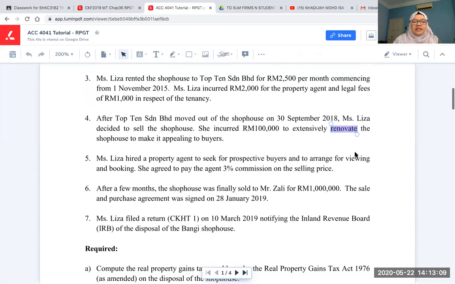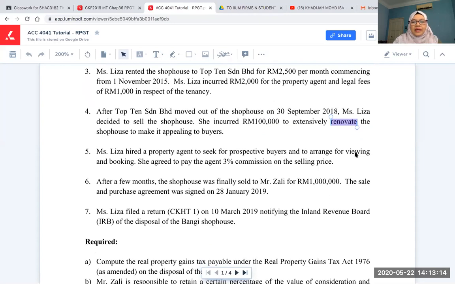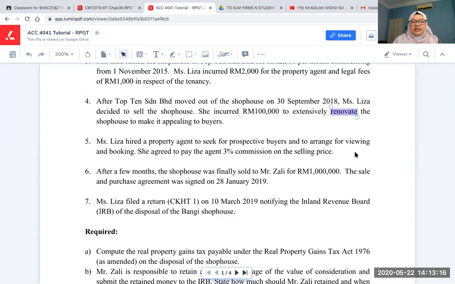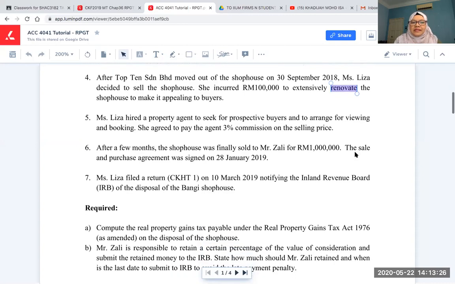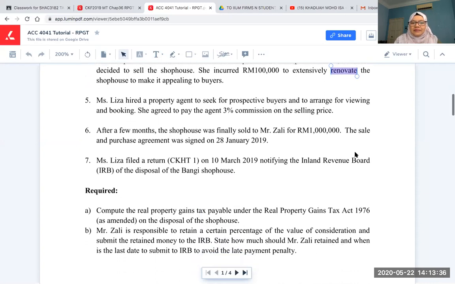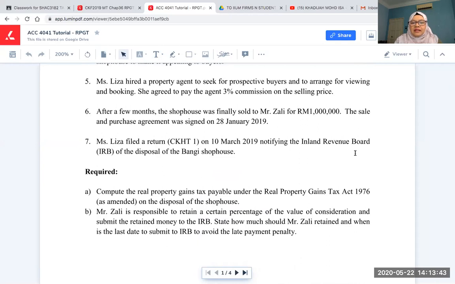And then she hired a property agent to seek prospective buyers and to arrange for viewing and booking, and agreed to pay the agent 3% commission on the selling price. So you have to decide again, the 3% commission, is it part of the acquisition price or part of the disposal price? After a few months, the shop house was finally sold to Zali for 1 million. The sale and purchase agreement was signed on 28th of January 2019. Ms. Liza filed a return on 10 March 2019, notifying IRB of the disposal of the Bangi shop house.